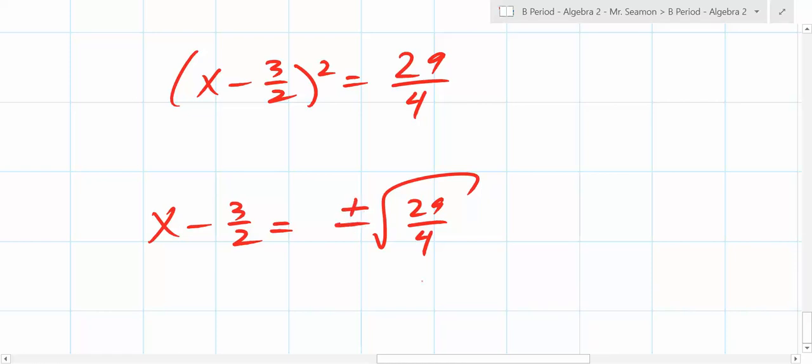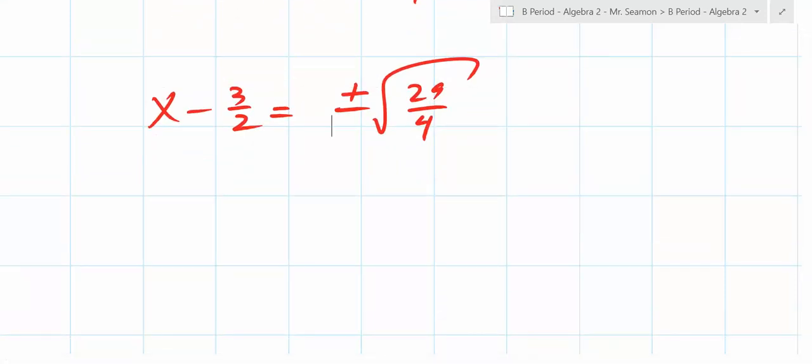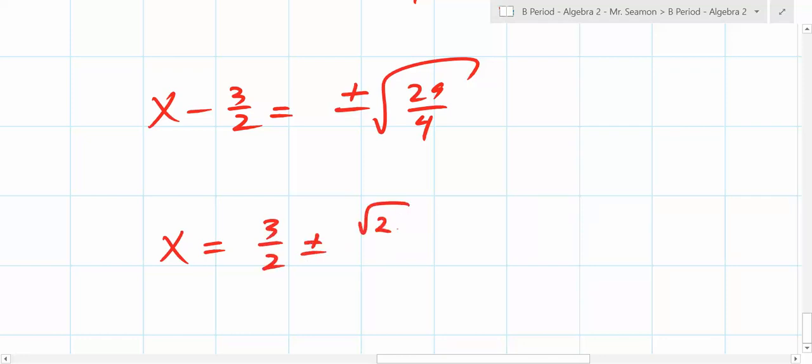When you take a square root, what do you have to put in front? Plus or minus. Now what do I add to both sides? 3 halves. Add 3 halves. So yeah, this is plus or minus root 29 over, what's the square root of 4? 2. So can you combine this? Sure. It's 3 plus or minus root 29 over 2.